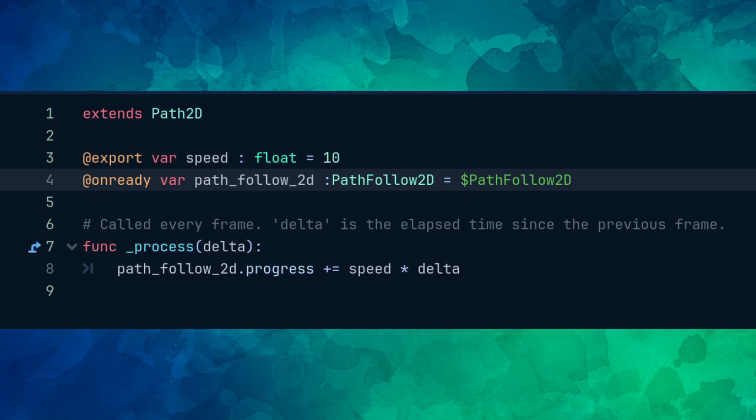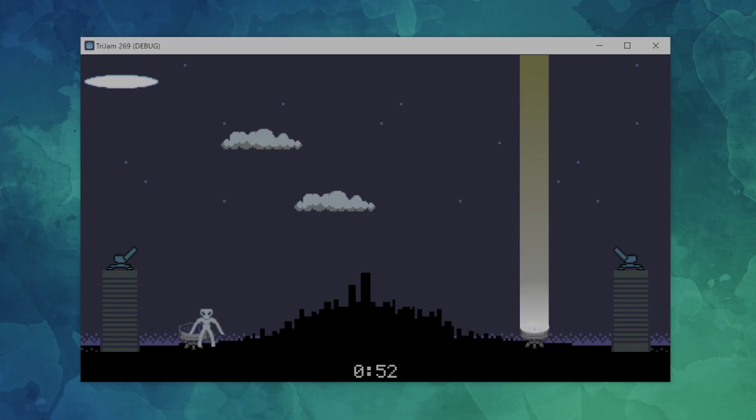I added a script to the Path2D node in which I made a variable speed and got a reference to the PathFollow2D node. Then, in the process delta function, I move the spaceship by updating the progress of the PathFollow2D node. Speed multiplied by delta calculates the distance the PathFollow2D node should move in this frame. Adding this distance to the current progress makes the node advance along the path at a constant speed, regardless of the frame rate.